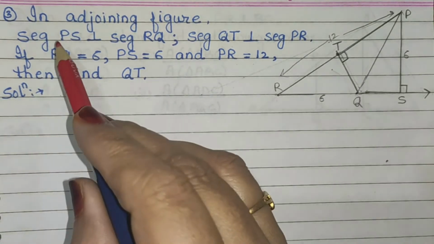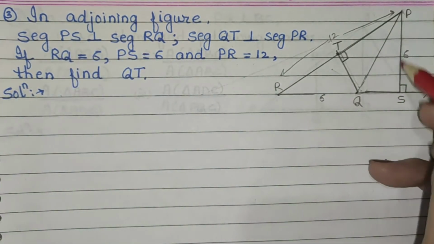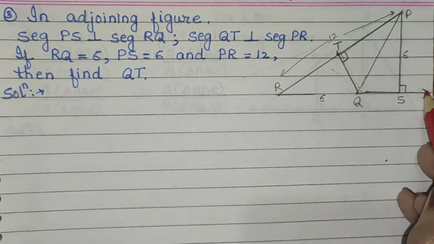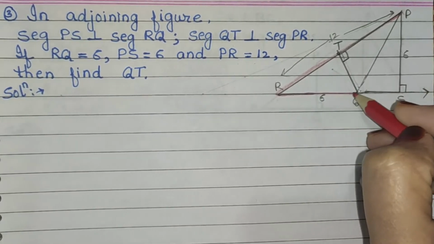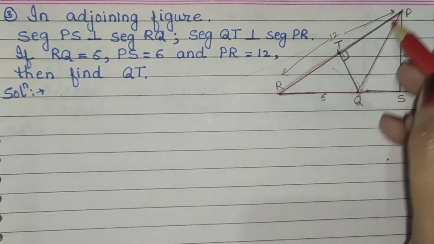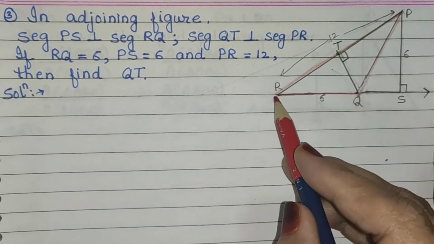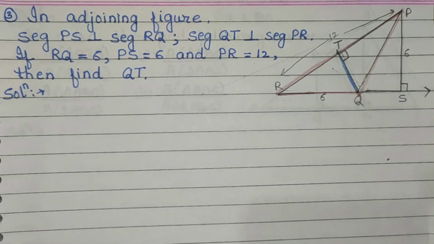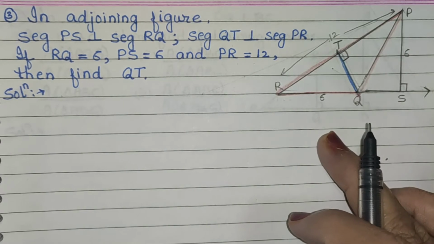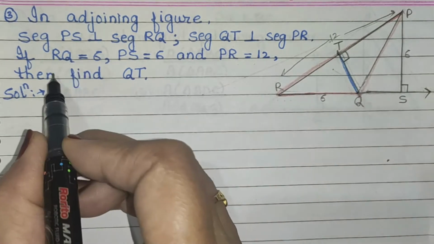Now first, segment PS is perpendicular to segment RQ. Therefore, first consider here the triangle PRQ. The base of the triangle is RQ and the height is PS. Now we know that the formula for the area of a triangle is equal to 1/2 into base into height. Therefore, write down the solution here.